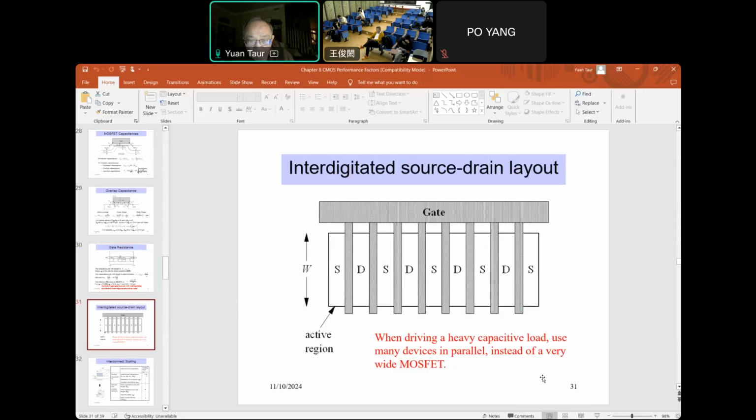This is standard practice. When you have a so-called driver, a small transistor driving a heavy capacitive load, we need a large current from a wide device. We use this multiple source and drain interdigitated layout.